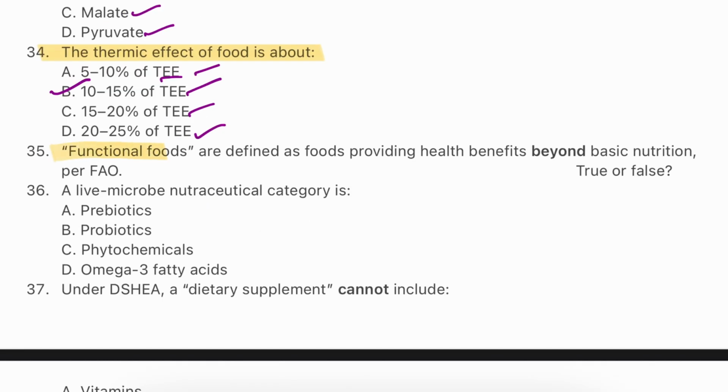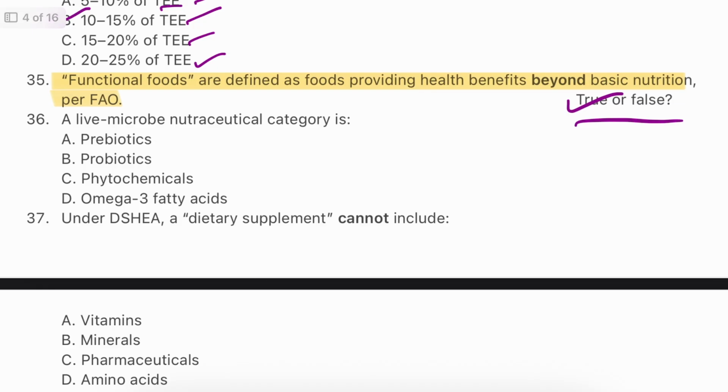Question number 35. Functional foods are defined as foods providing health benefits beyond basic nutrition as per FAO. It is a true or false question. The answer will be true. Functional foods provide health benefits beyond basic nutrition. So it is true.